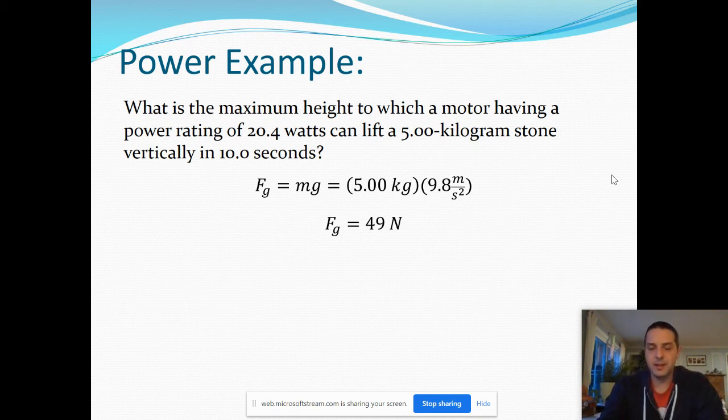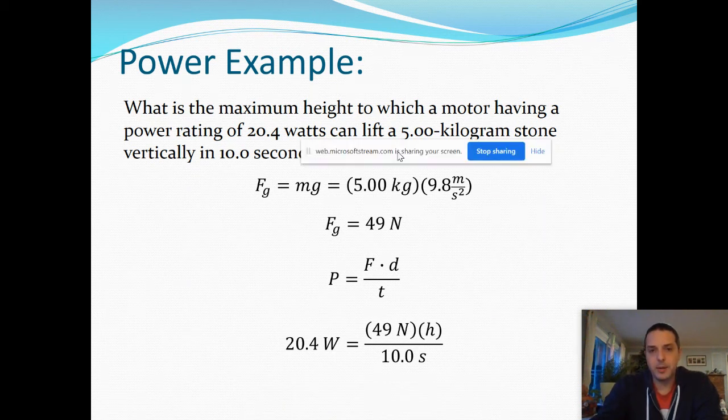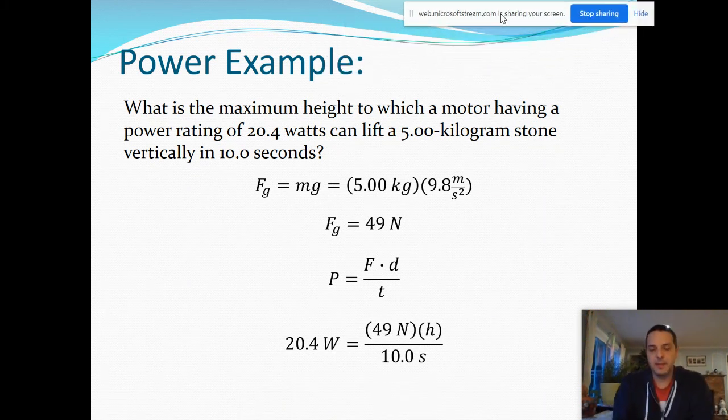And once we've converted this vertically moving stone into weight, now we have a power, a force, a time, and we're looking for the vertical height, which is the displacement. So looking at our power equation, we have the variables that fit this expression. Power is equal to force times displacement divided by time. Plugging in our values, 20.4 watts of power, and that's the power of the motor, is going to lift a 49 newton weight in 10 seconds. How far? Finally, solving for the height, we'll find that it brings it to a height of 4.16 meters.